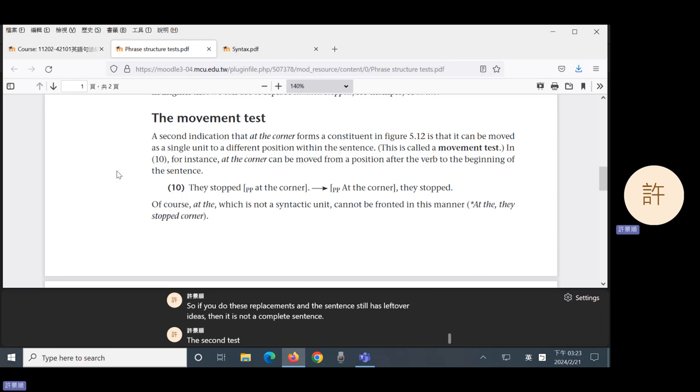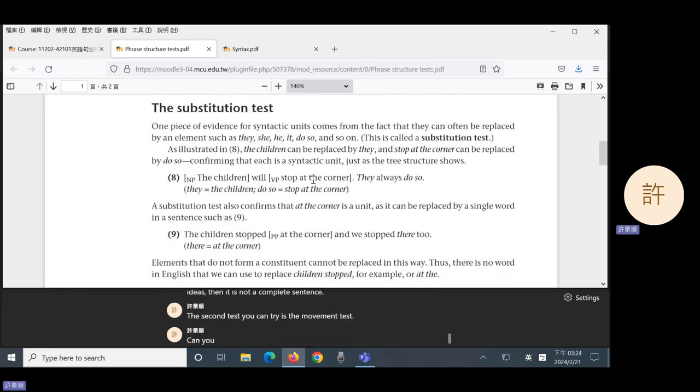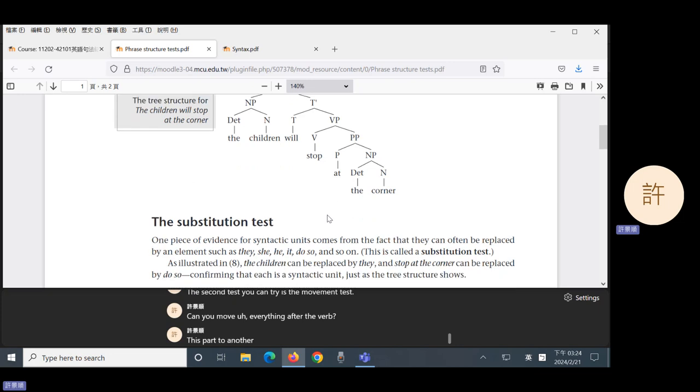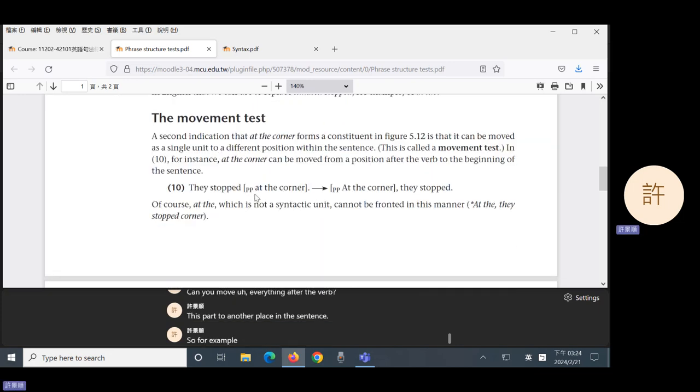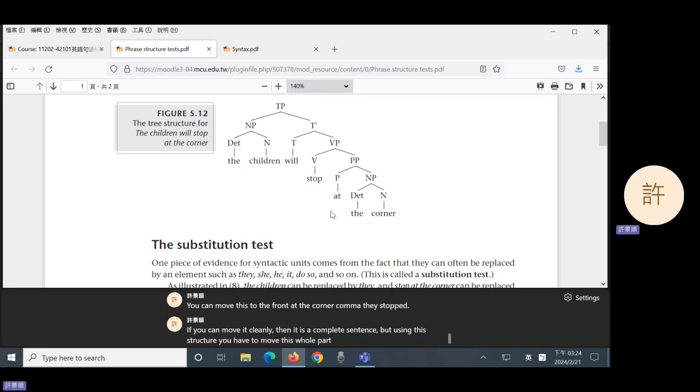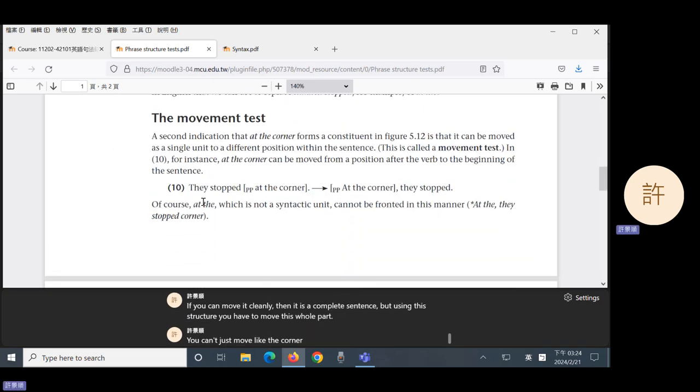The second test you can try is the movement test. Can you move everything after the verb, this part, to another place in the sentence? So for example, they stopped at the corner. You can move this to the front: at the corner, comma, they stopped. If you can move it cleanly, then it is a complete sentence. But using this structure, you have to move this whole part. You can't just move the corner. You can't move at the. You can't say at the they stopped corner. That doesn't make sense. So a movement test can also help you determine whether your sentence is complete.